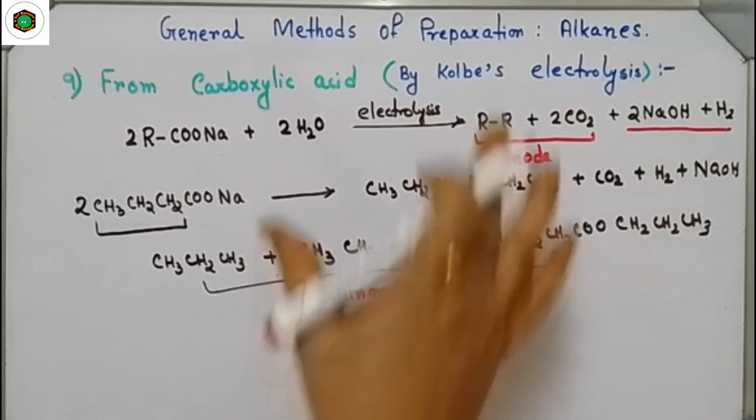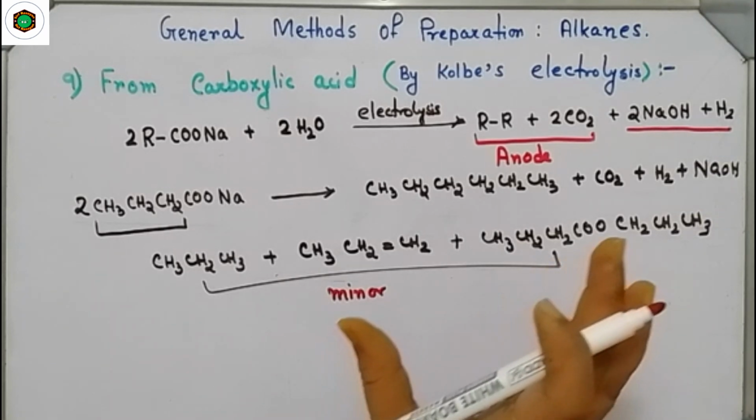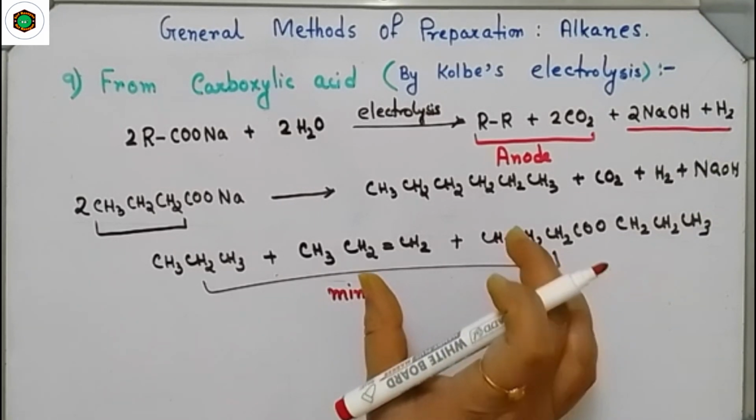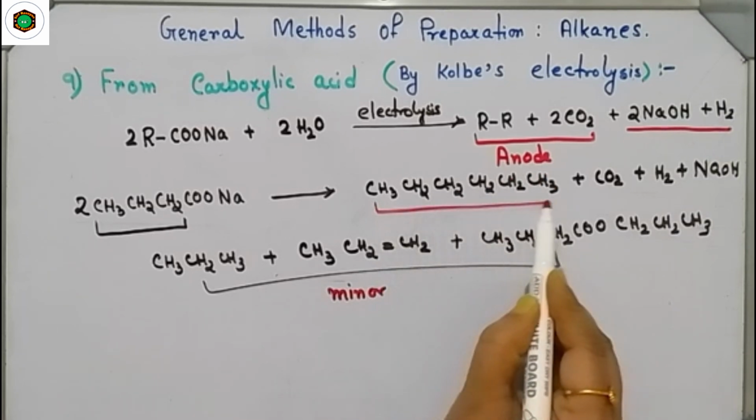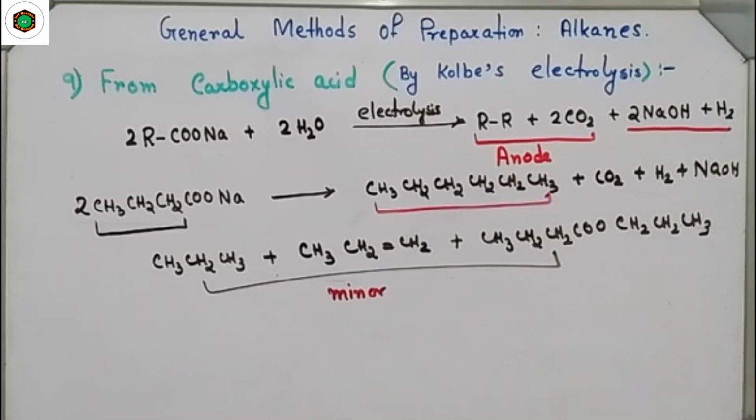We have seen that by this method we will get the alkane having an even number of carbon atoms as the major product. So this is having an even number of carbon atoms.